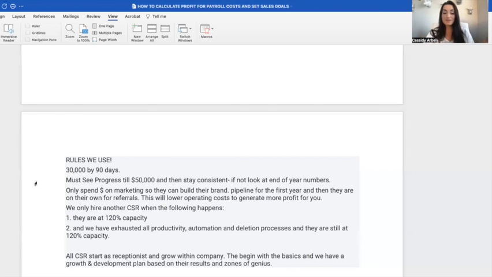So again, I hope this was helpful. I hope this helped you think about how to calculate the profit for your payroll costs and setting sales goals that are going to allow you to continue to scale your agency and find time and money freedom.